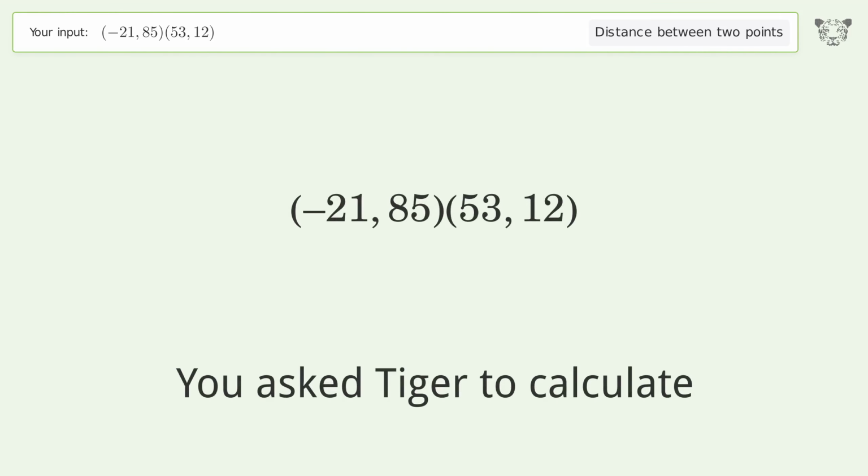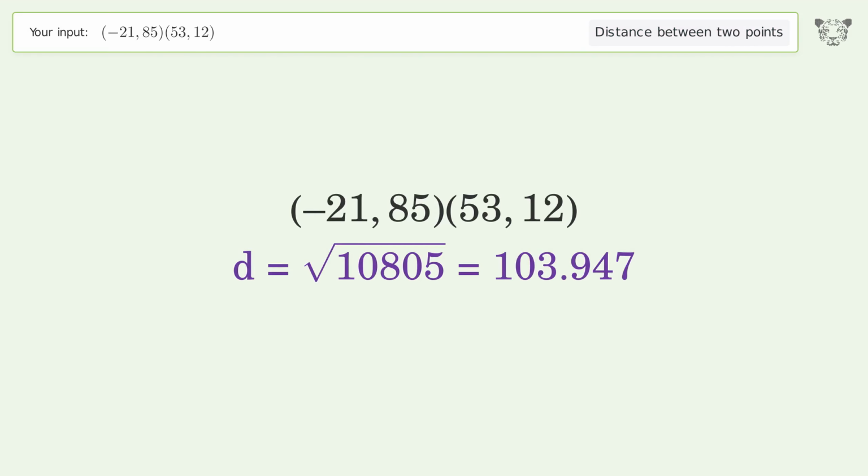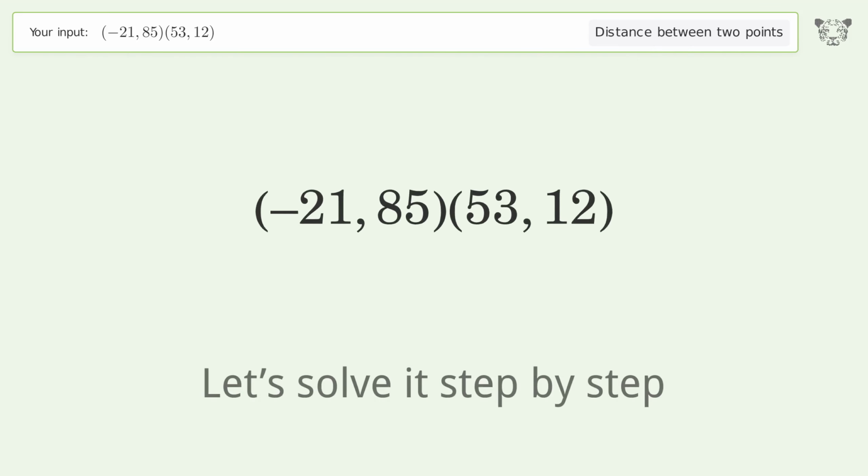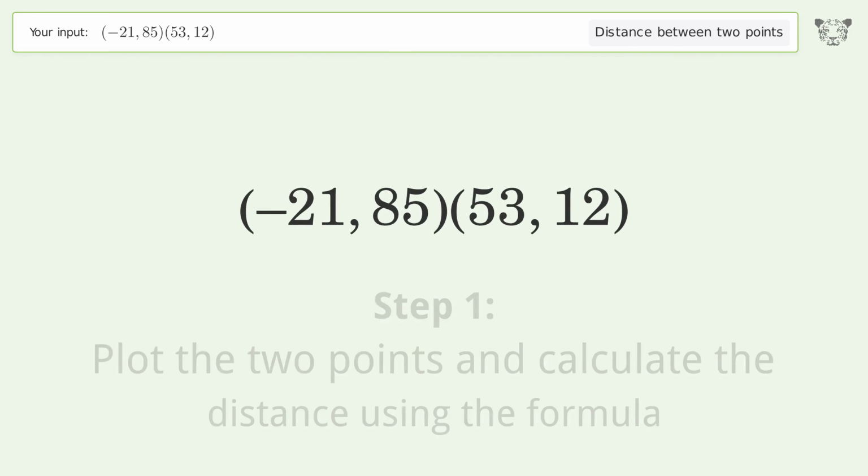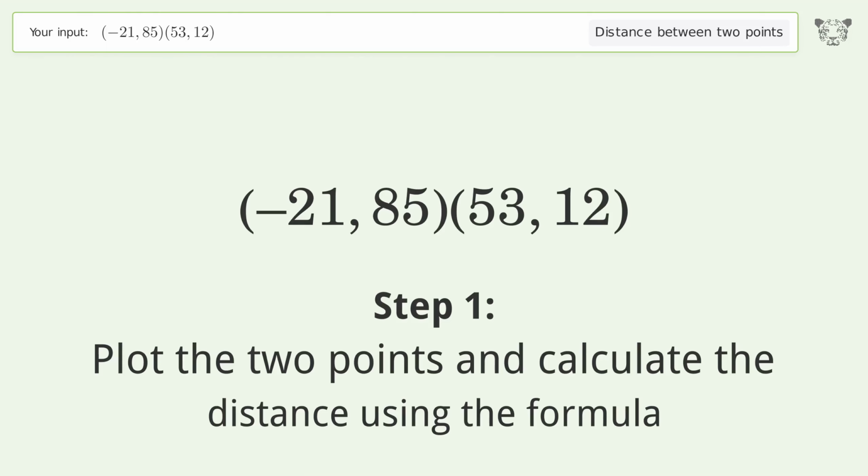You ask Tiger to calculate. This deals with the distance between 2 points. The distance between the 2 points is the square root of 10,805 or 103.947. Let's solve it step by step. Plot the 2 points and calculate the distance using the formula.